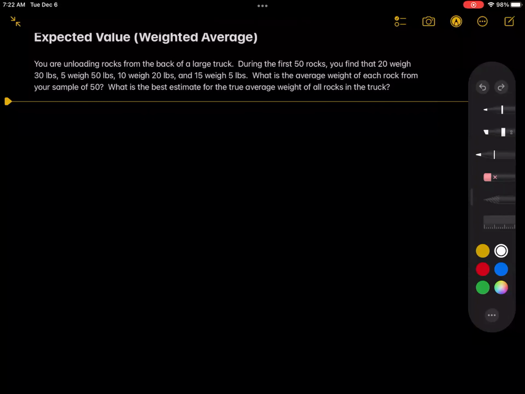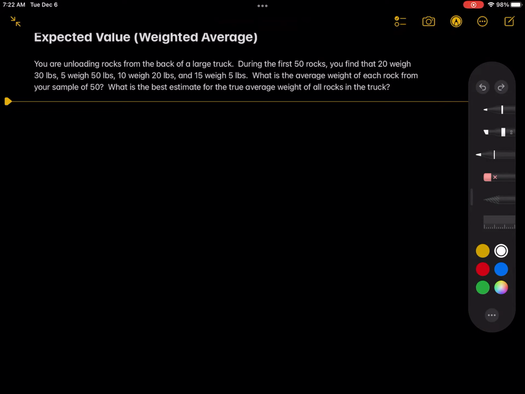Let's say that we're unloading rocks from the back of a large truck, and we start to wonder how heavy these rocks are. So during the first 50 rocks, we find that 20 weigh 30 pounds, 5 weigh 50 pounds, 10 weigh 20 pounds, and 15 weigh 5 pounds. So we have a distribution of weights here.